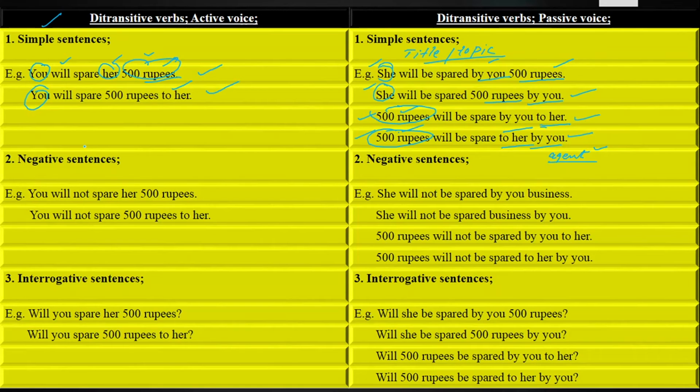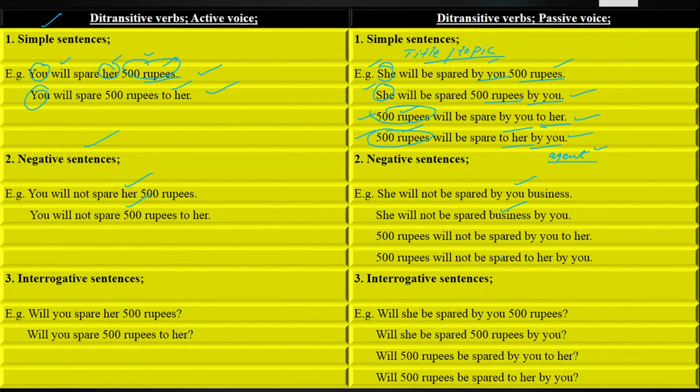Next we have got negative sentences. Those sentences in which we deny the statement, reject the statement, and refuse this statement are called the negative sentences. You will not spare her 500 rupees. You will not spare 500 rupees to her. She will not be spared by you 500 rupees. She will not be spared 500 rupees by you.